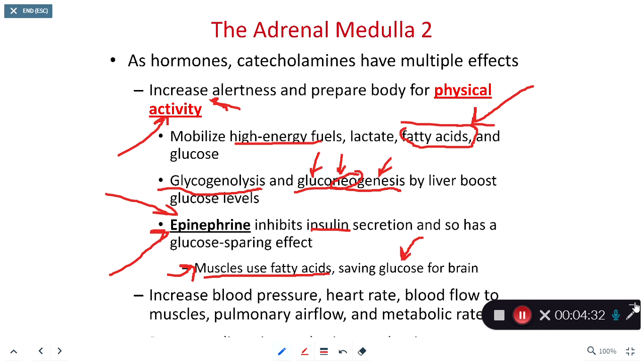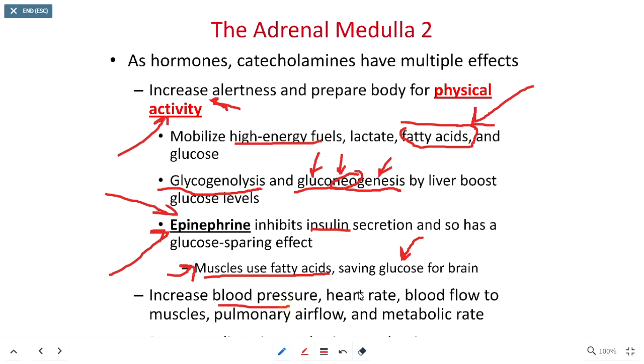Other things that happen in response to epinephrine is that we're going to have an increase in blood pressure, so that we can move blood quickly. We'll have an increase in heart rate and blood flow to muscles.